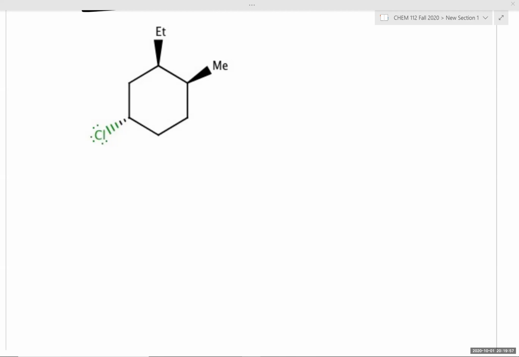Any questions so far? Don't worry about trying to tackle the problem all at once. Start step by step. First, draw the conformations, and then we can start to assess their energy.